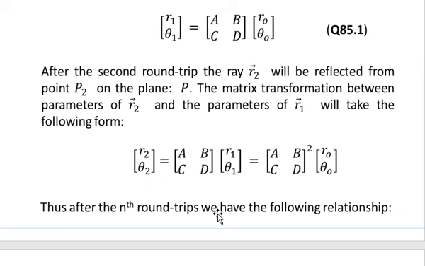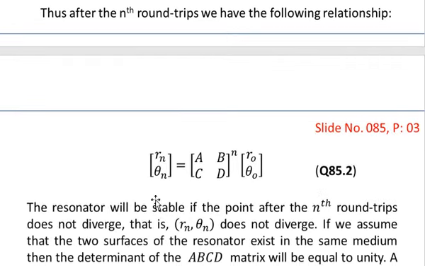Thus, after the nth round trip, we have the following relationship. Rn theta n, the coordinates of the ray after the completion of the nth round trip, we have written as the column vector on the left hand side, which is equal to the nth power of the ABCD matrix, because we have now completed n round trips in that system, multiplied by the initial value in the form of a column vector which is R0 and theta0. So this is the result that allows us to calculate the ray parameters after completion of n round trips.